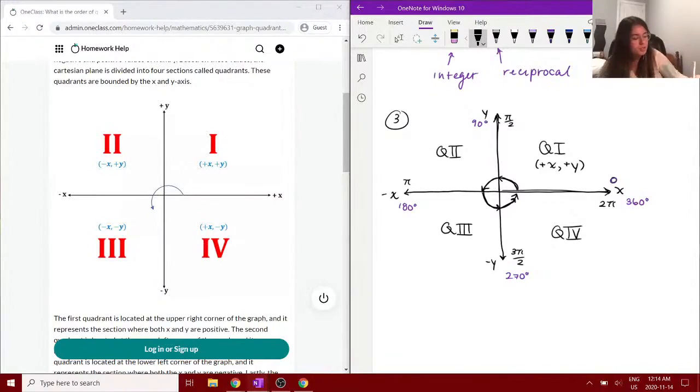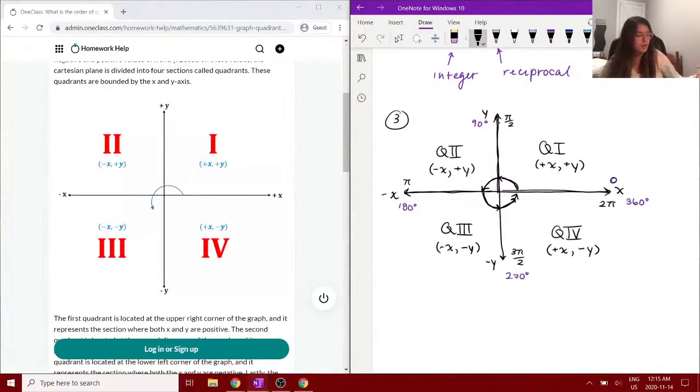In the second quadrant, we're still in the positive half of the y-axis, but now we're in the negative half of the x-axis. We have negative x and positive y, as I said. The third quadrant, we have both negative x and negative y. And in the fourth quadrant, we have positive x and negative y.